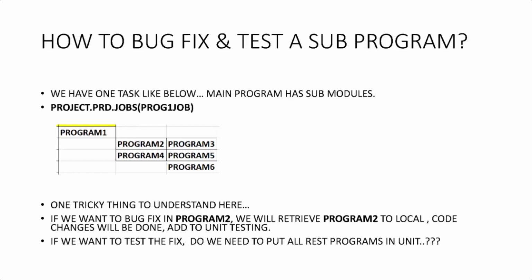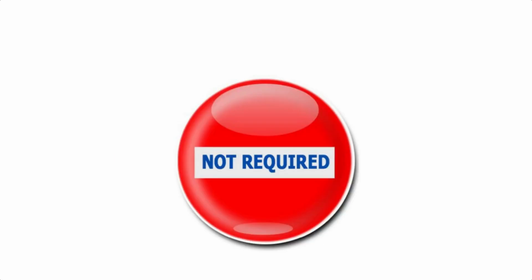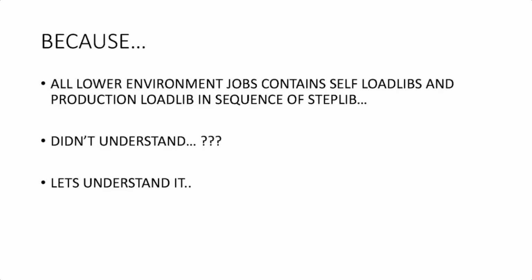One tricky thing to understand here: if we change program 2 with some changes, then we compile and add it to the unit testing. Only program 2 will be in the unit test region, and the rest of the programs stay in the production region. To test program 2, we do not need to retrieve all the other programs into unit testing, because all lower environment jobs contain their own load libs and the production load lib in sequence in the step library.